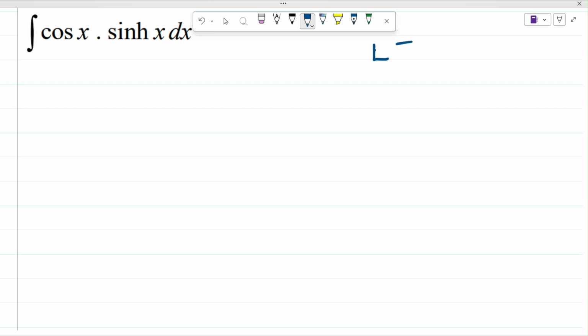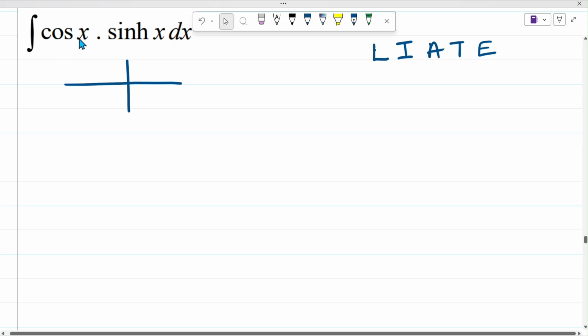So we can just make use of integration by parts. I'm going to write down my linear term, and when I write it down like this, I draw my cross thereafter. After drawing the cross, I identify which type of functions I'm dealing with here. I find that I'm dealing with a trigonometric function and a hyperbolic function. And we know that a hyperbolic function is part of what? It's part of the exponential functions.